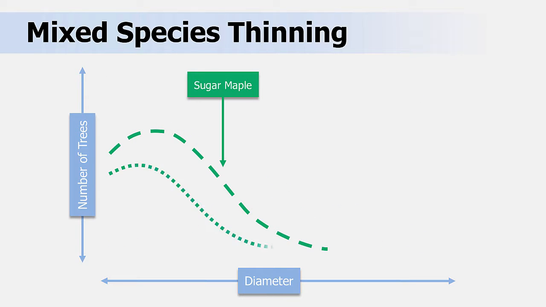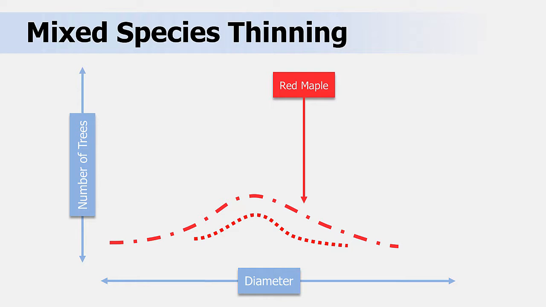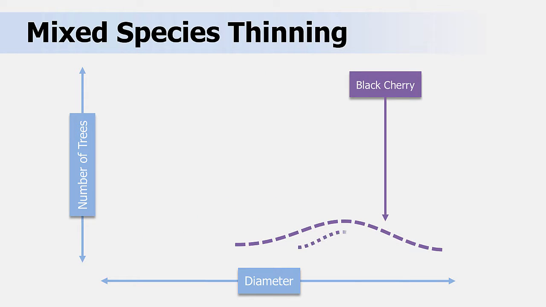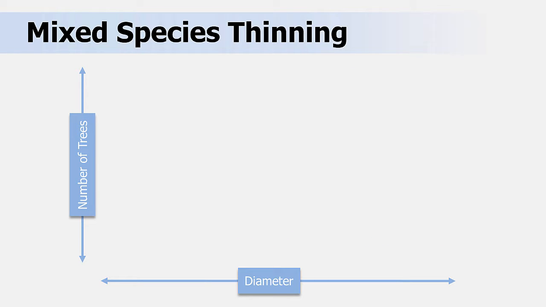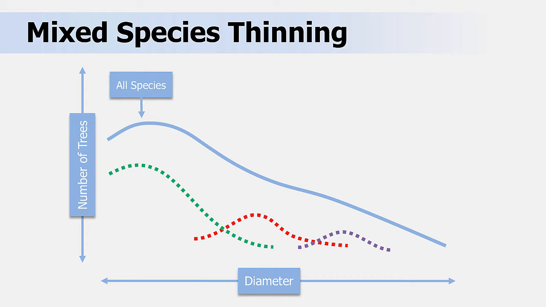Note how the distribution curve changes for sugar maple, shifting to the right. That means that the stand average diameter increases and the best individuals of the species are retained. The same shift occurs for red maple, and the same type of shift for black cherry. Here are the post-cut distribution curves for the sugar maple, the red maple, and the black cherry. This line represents the sum of all the species curves before the cut, and this dotted line shows the diameter distribution of all species after the cut.